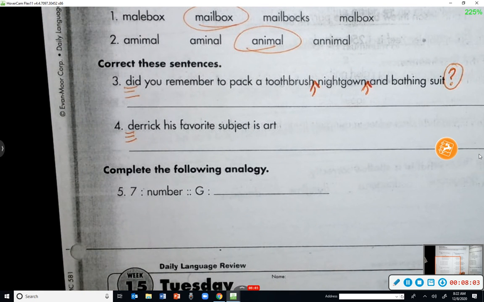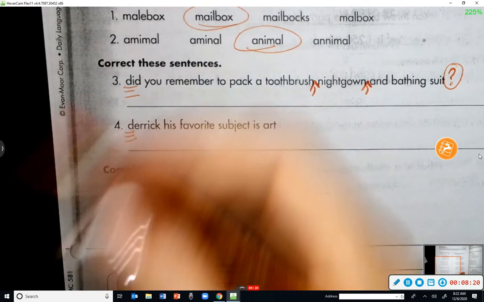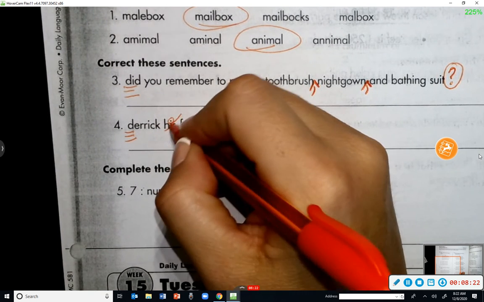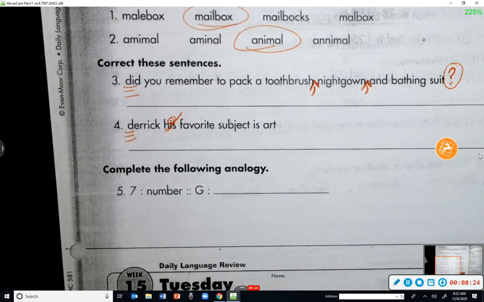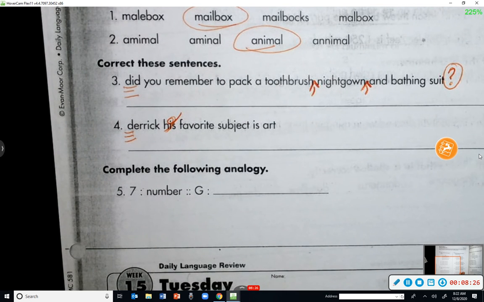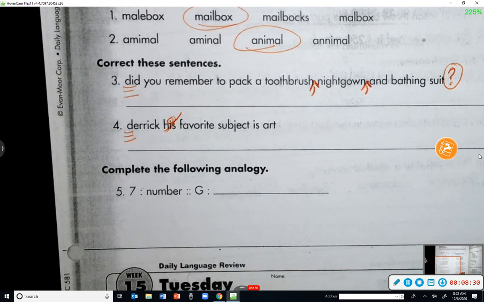All right. What would you do next, Bryson? So at Derek, you would take away his. Favorite subject is art. You could put an S at the end of Derek. Very good. So we need to take away his. That does not sound right. That's not how we write sentences. We wouldn't just keep Derek and say Derek favorite subject. We need to say Derek's.